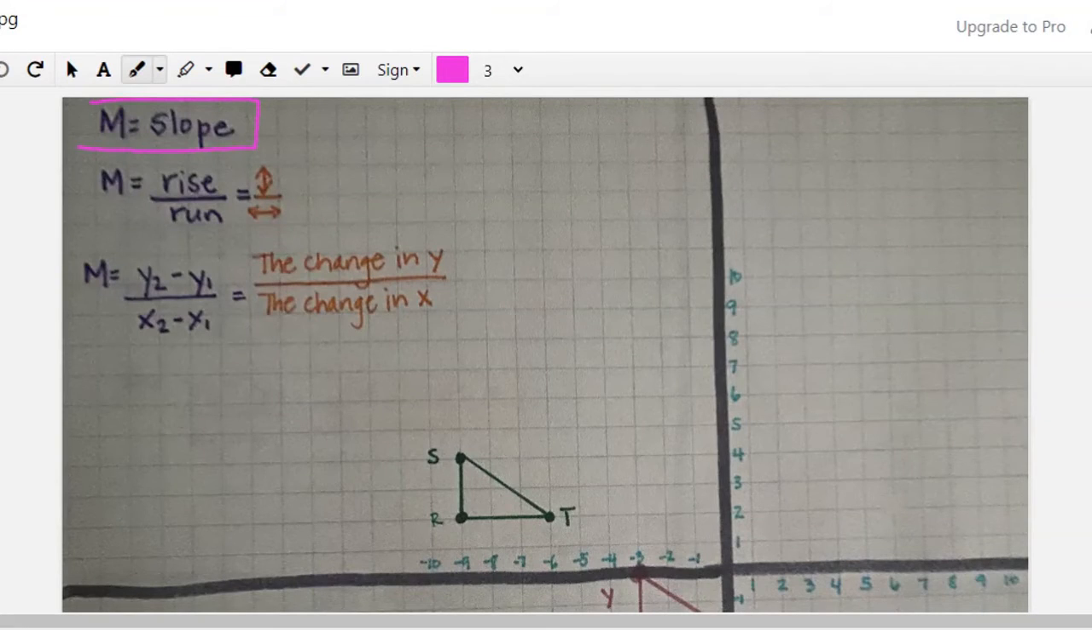Slope is still the same. It's still rise over run. It's always M. And you can find it by doing the change in Y over the change in X. It's always up and down over left to right.